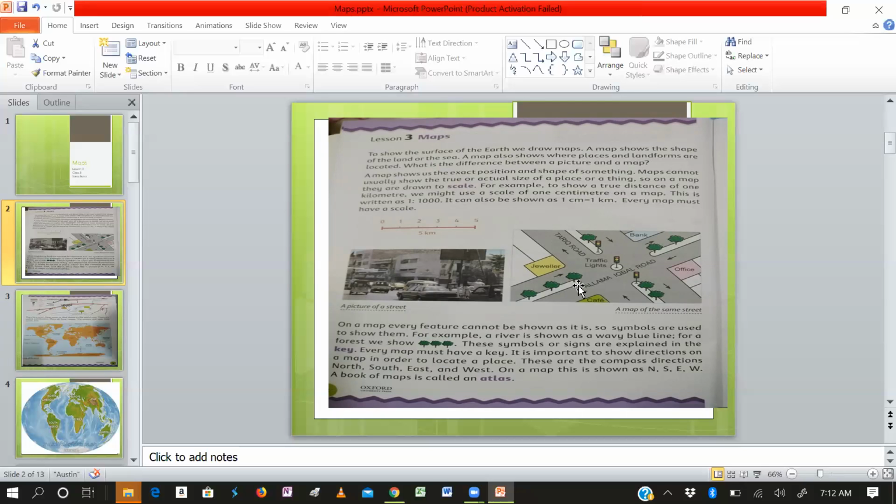A picture is just a record of things or places. We cannot find their location or their size in this picture. We cannot find the scale here. We cannot find the key here. But we find all these things in a map. So you can see a big difference between a picture and a map.